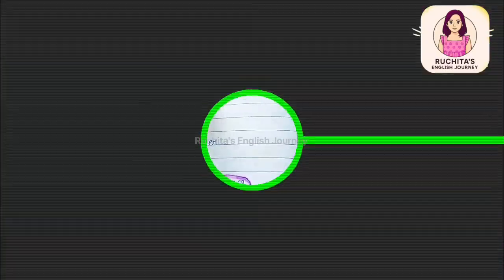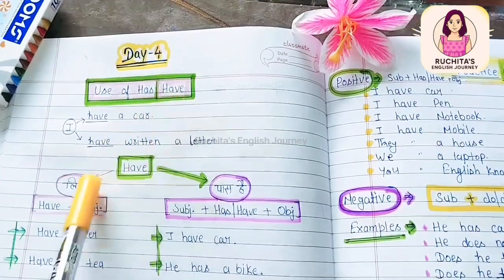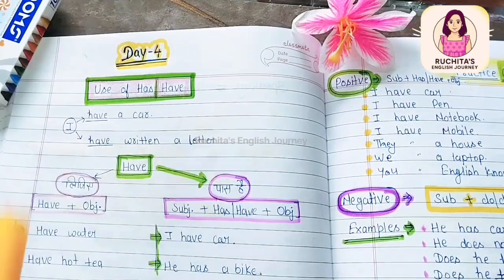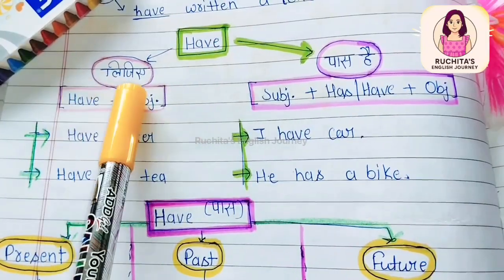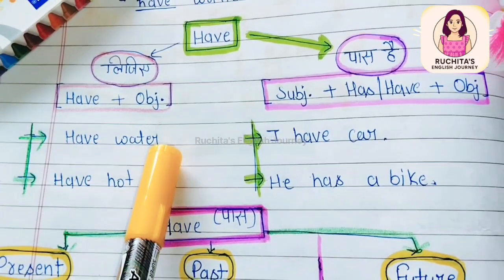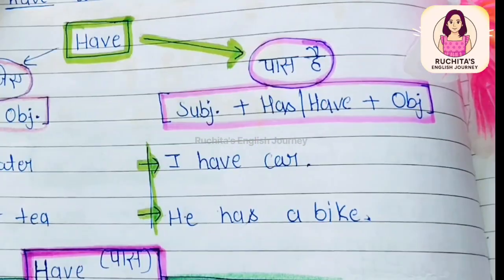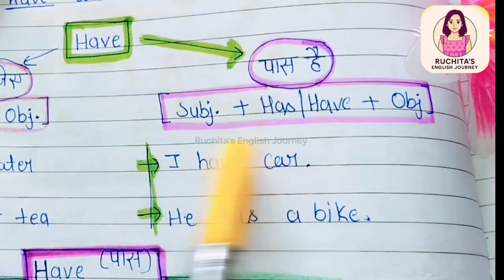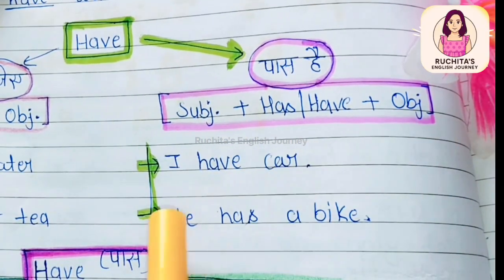Day 4. Use of has, have. For example, I have a car. I have written a letter. Have. First use for "लीजिए". For example, have water, have hot tea. Second, "पास है". Example, I have a car, he has a bike.